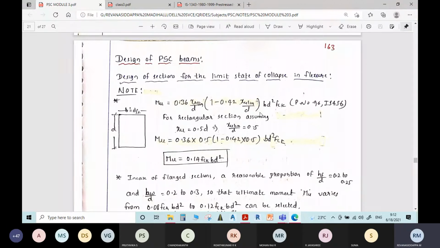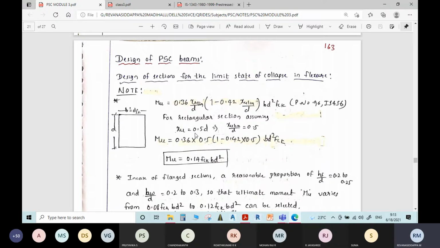Here, based on the same principle, whatever we have followed for the RCC design, we will do the design of a PSC beam. We have the moment carrying capacity of a rectangular beam which is given in the code book. Here we have to do some standard assumptions, and based on those assumptions, we need to design the beam.